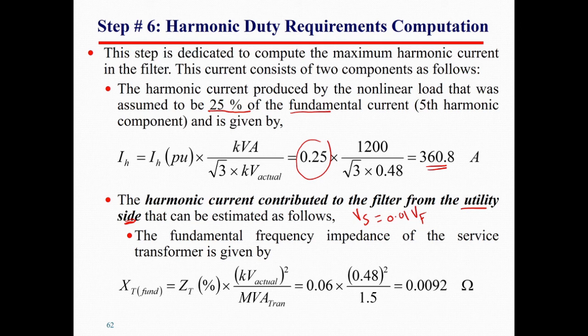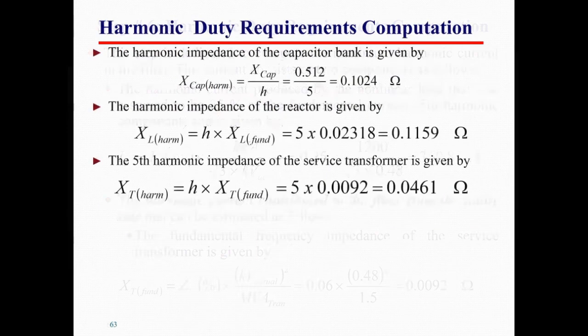So we need to calculate the impedance of the transformer, and we know how to do that: V squared over S times the transformer impedance in per unit. That will give us the impedance of the transformer. And also we can calculate the impedance of the capacitor bank for the fifth harmonic. So that will be the value.